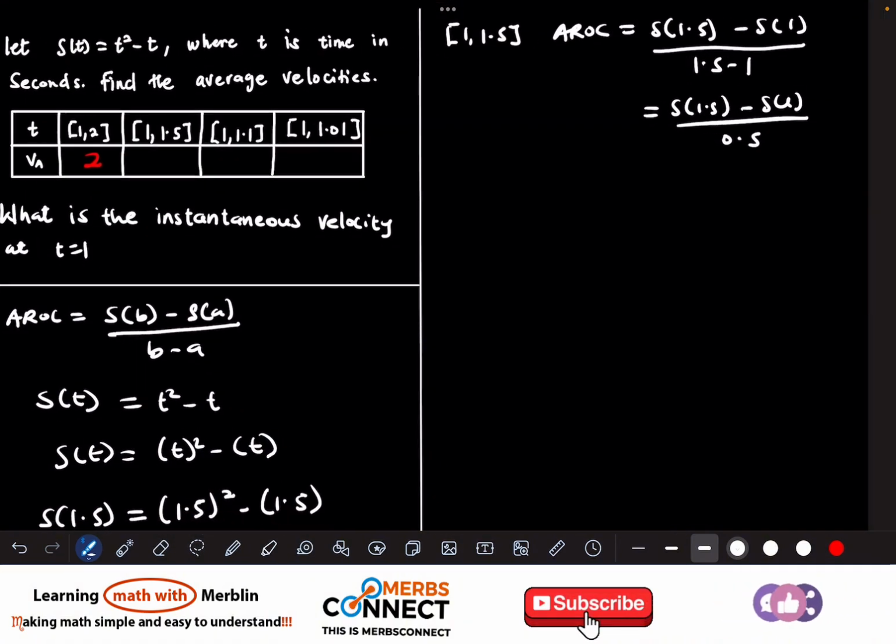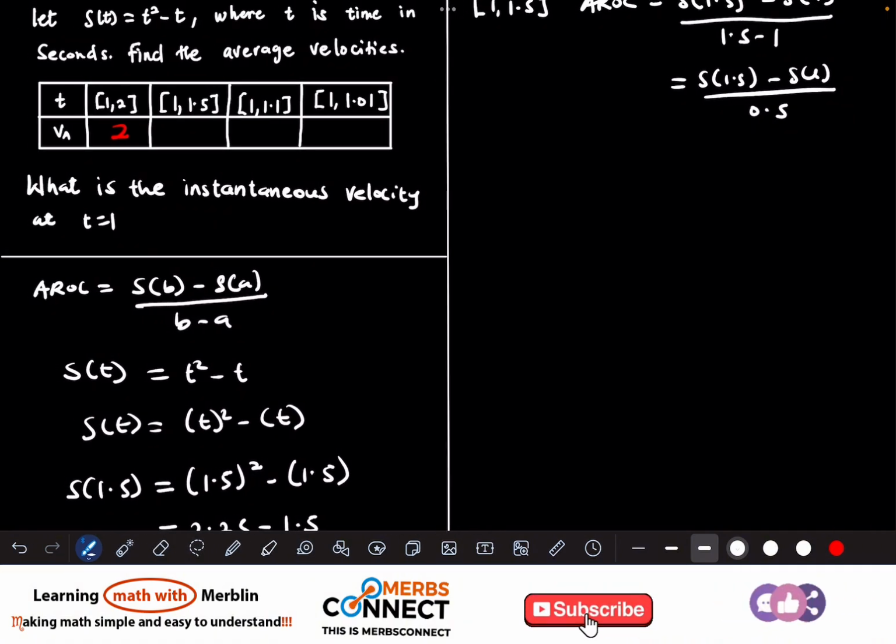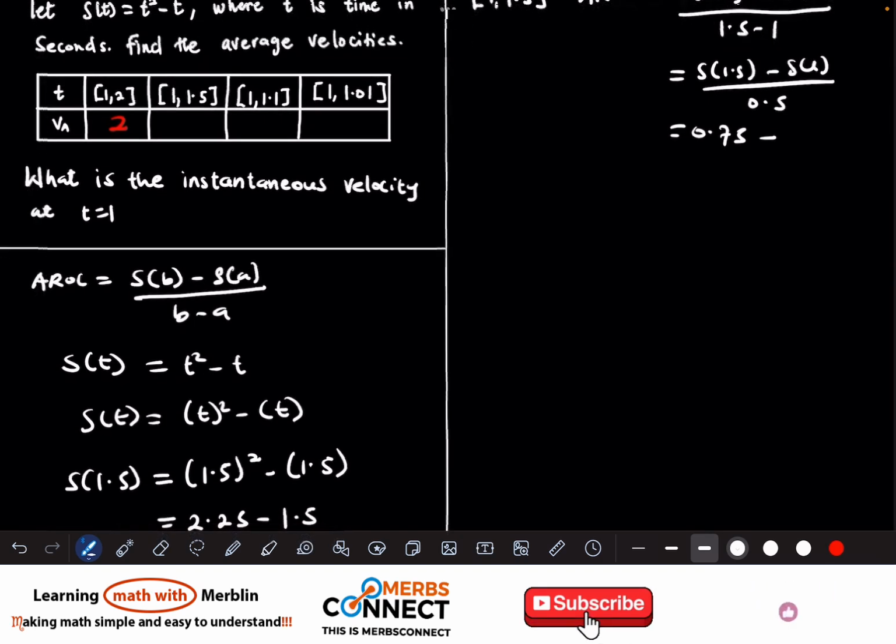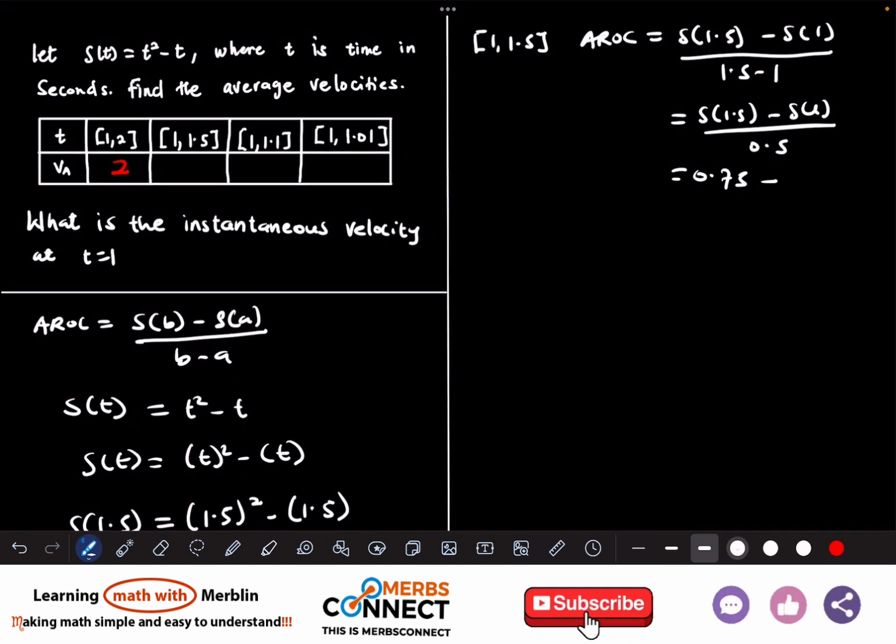So let's go and plug them in. So we are going to have 0.75 minus S of 1, we had 0. So it's 0.75 minus 0 divided by 0.5.